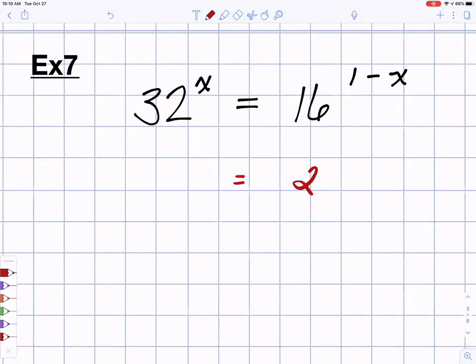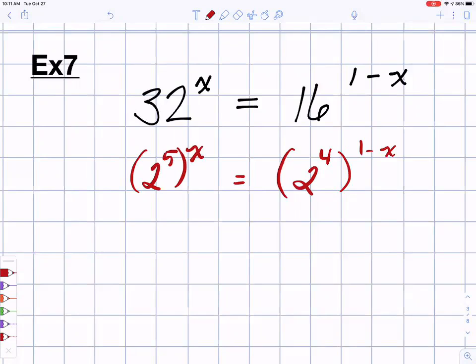2 to the 4th. Okay, now that's where my 16 is, but don't forget, you still have a 1 minus x power that you haven't touched yet, okay? All right, now, Abigail, I'm gonna ask you, what about the 32? So 2 to the 4th is 16. 2 to what power is 32? 2 to the 5th. So let's take out the 32, but don't forget, you also still have that x power that hasn't been touched yet.